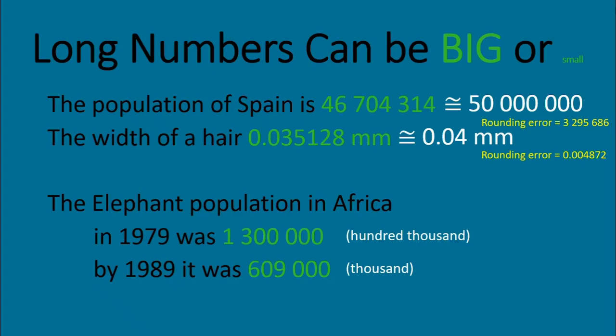Sometimes our rounding errors are quite big and sometimes they are quite small. Either way, we should always use this symbol to show that our answers are not perfectly exact. They've been rounded.